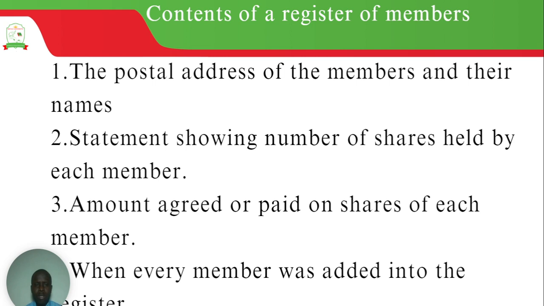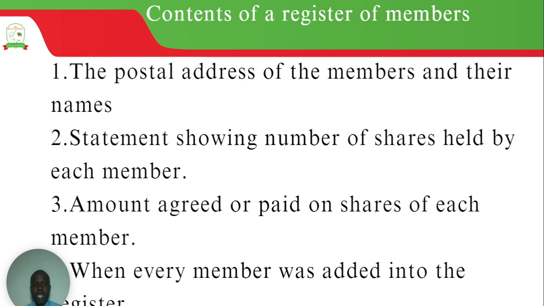The other one is a statement showing the number of shares held by each member. That information is very crucial. Remember, as companies issue or pay dividends, dividends are the benefits that you gain as a result of being a shareholder in a particular company. As they distribute these dividends, they have to look at the statement showing the number of shares each person has as a member, because it is against those shares that we know how much to pay you in dividends.